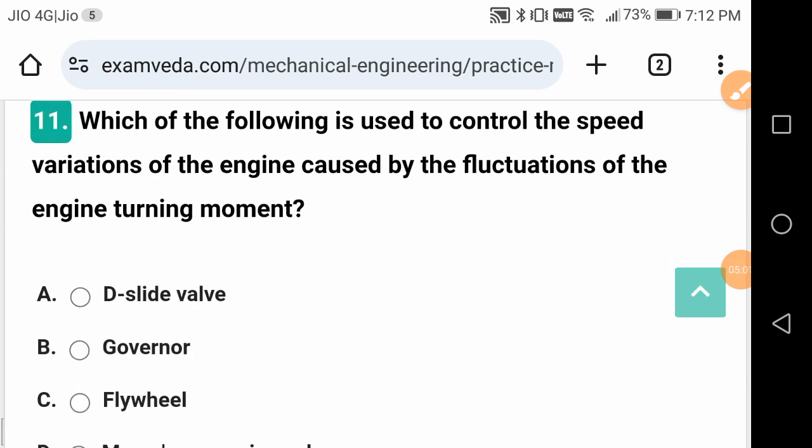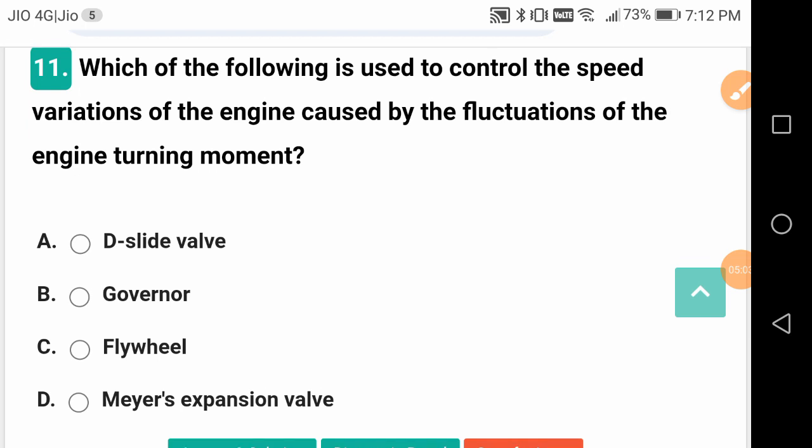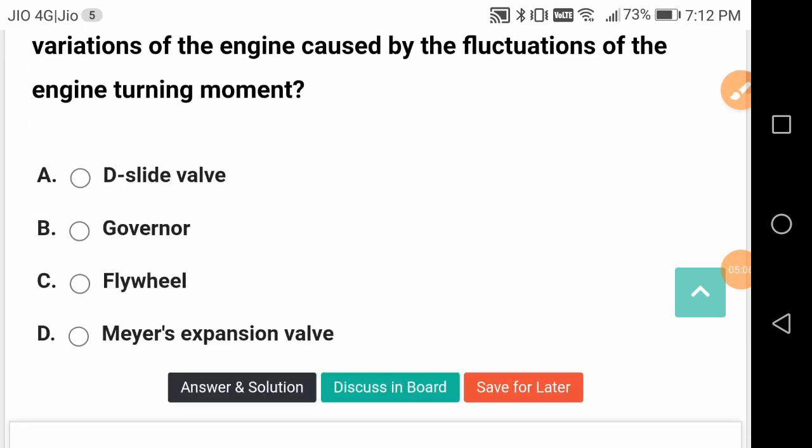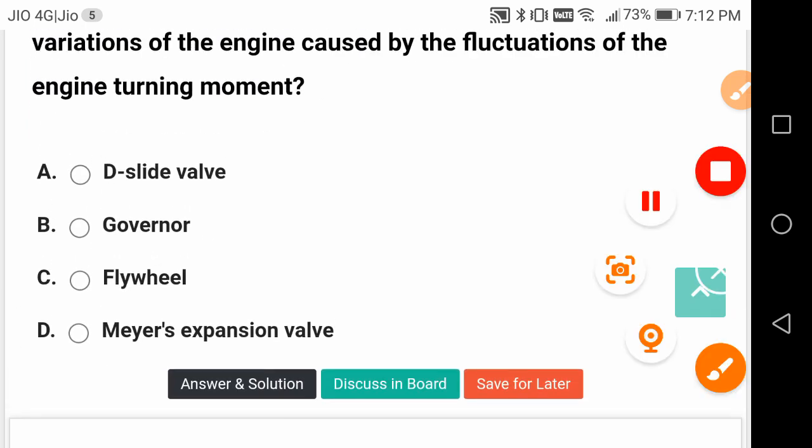Which of the following is used to control the speed variations of the engine causing the fluctuations of the engine turning movement? It should be a flywheel.